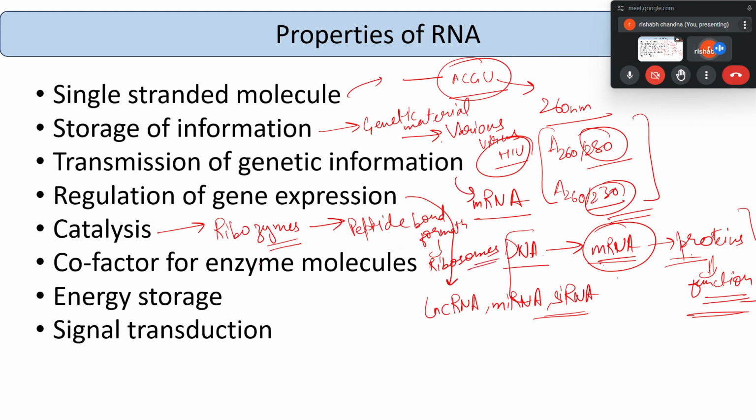Okay, then we have cofactors for enzyme molecules like NAD and FAD. Because it has an adenosine moiety, that means it also belongs to the RNA family. Then for energy storage, we have ATP. That's the major energy currency of the cell, and it helps in the transmission of energy from one form to another, and the utilization of the energy also, and in signal transduction in terms of cAMP and cGMP.